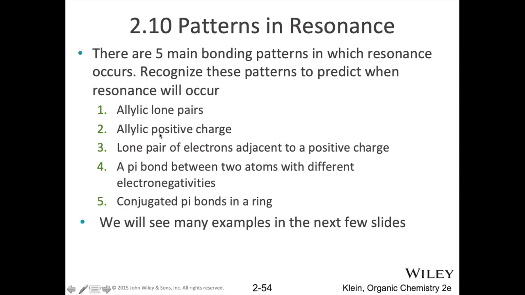You have a positive charge that's in that allylic position. You can also have a lone pair that's adjacent to a positive charge. You could have a pi bond between two atoms that have differing electronegativities. And finally, you can get a conjugated system of pi bonds in a ring. This is often seen in aromatic systems. We'll spend an entire chapter talking about aromatic systems in Chem 204, but for now, at least get ready to recognize where resonance is going to take over with these.